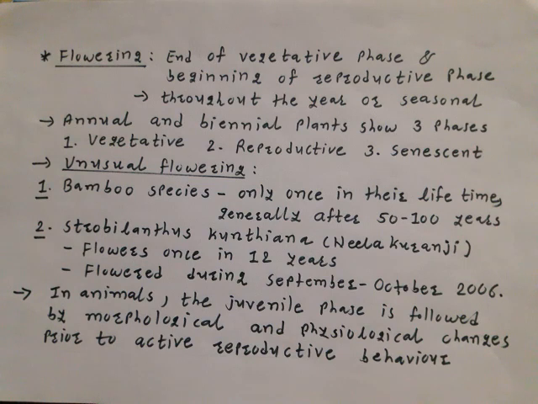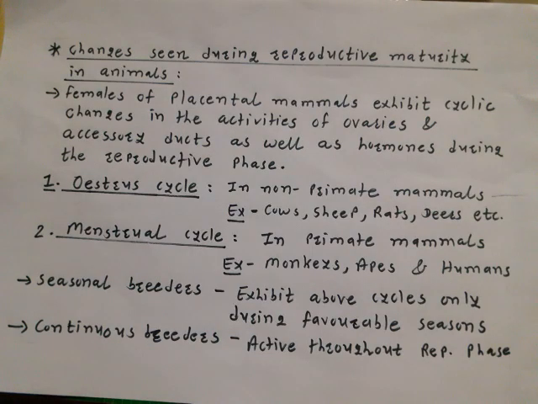If we talk about animals, here too the juvenile phase is followed by morphological and physiological changes prior to active reproductive behavior. It means that before the reproductive phase, they show some changes in their life, and after these changes they enter the phase of sexual reproduction. Some changes are seen during reproductive maturity in animals. Which are these changes?